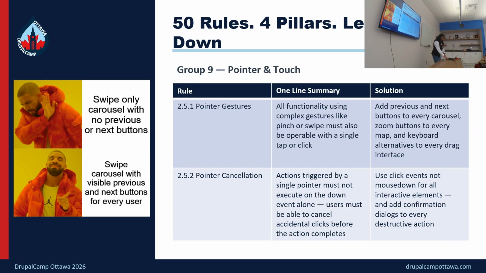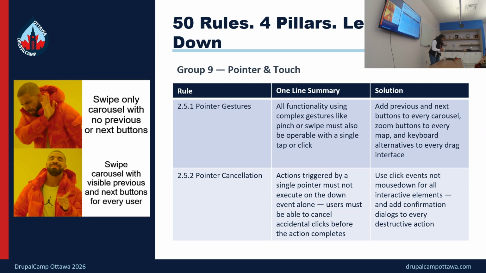Then moving on to the next group, that is pointer and touch, the 9th group. The first rule here is 2.5.1, pointer gestures. All the functionality using complex gestures like pinch or swipe must have some button so that they can be operated by people who are disabled or not able to do the pinching gesture. You can see it in Google Maps. That's a classic example. You can either pinch into the map or you have plus and minus buttons at the bottom. Another example, carousel sliders: add the navigation buttons, and you're good with that.